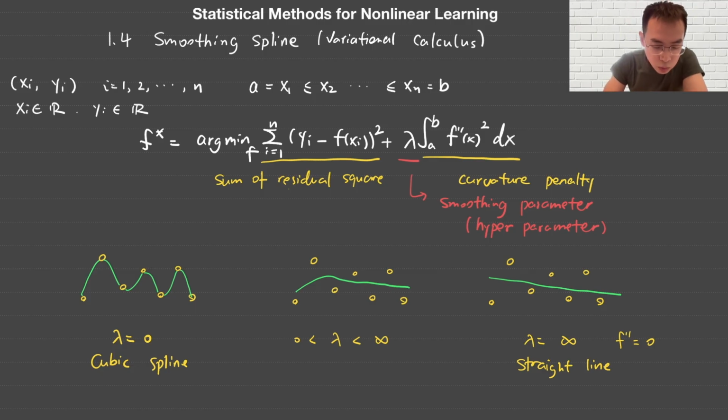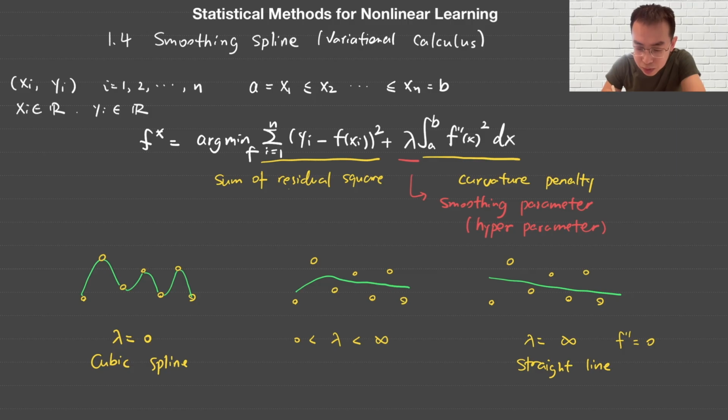So we are starting with paired data xi and yi. Note that this is a one-dimensional problem, which means that xi and yi are both scalars. So here is the objective function we want to minimize. It has two terms that we want to balance. The first term is the sum of residual squares that we use in many regression problems. It tells us how much deviation there is from each point to the curve.